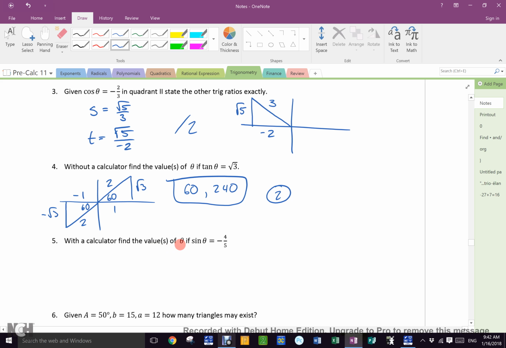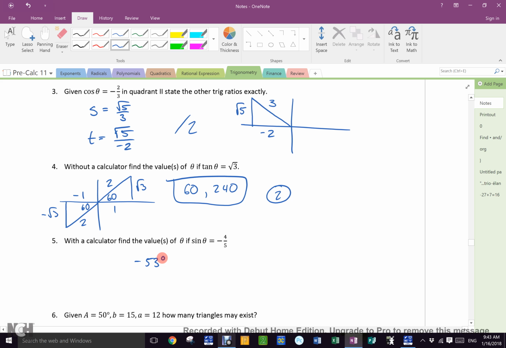With the calculator, find the values of theta if sine theta is that. So you can use your calculator. How do you find theta? It's an angle, yeah? So I got to do shift sine. Shift sine of negative 4 divided by 5. Right? Which is, I don't actually know off the top of my head. Shift sine negative 0.8. So your calculator gives you negative 53 degrees.